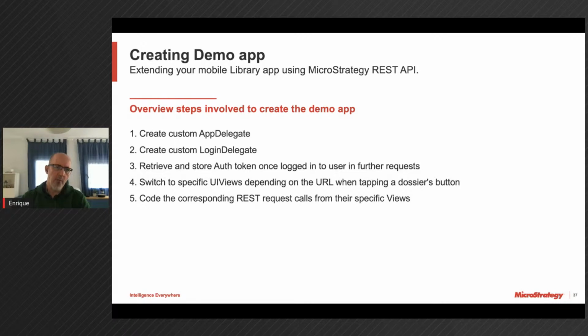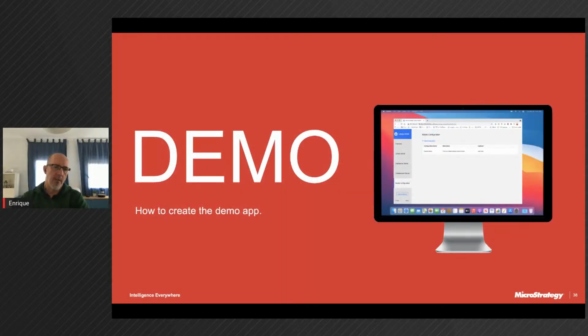The overview steps we have used to extend Library Mobile are: first, create a custom app delegate, then create the custom login delegate, then retrieve and store the authorization token needed in the REST request used by the application, switching between the different views depending on the dossier button tapped, and code the corresponding REST request calls from their specific views.